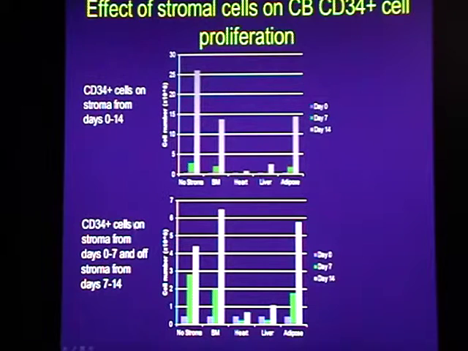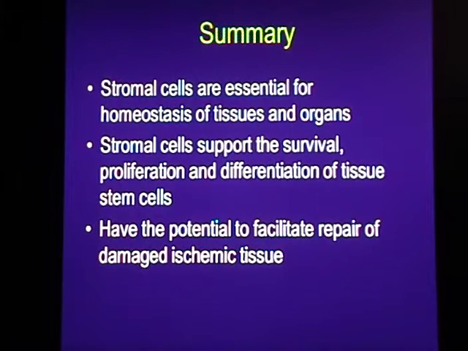We looked at the removal of the cells from the stroma after 7 days of culture. So these cells were on the stroma from day 0 to day 7, and then removed from the stroma for the second week of culture, day 7 to 14. And here again, you still get minimal proliferation, suggesting that there's an inhibitory effect on early hematopoietic cells during this second week of culture.